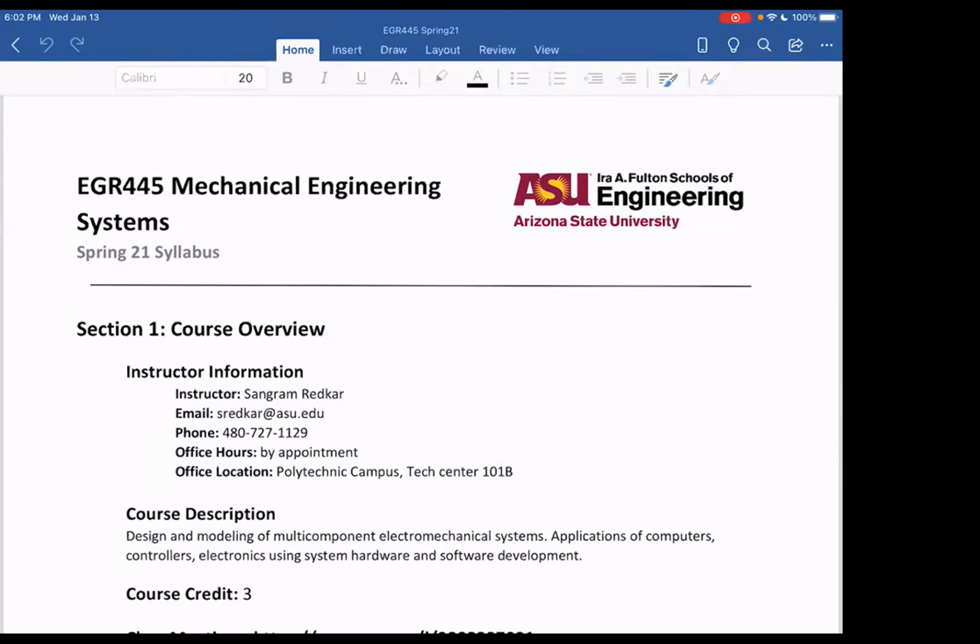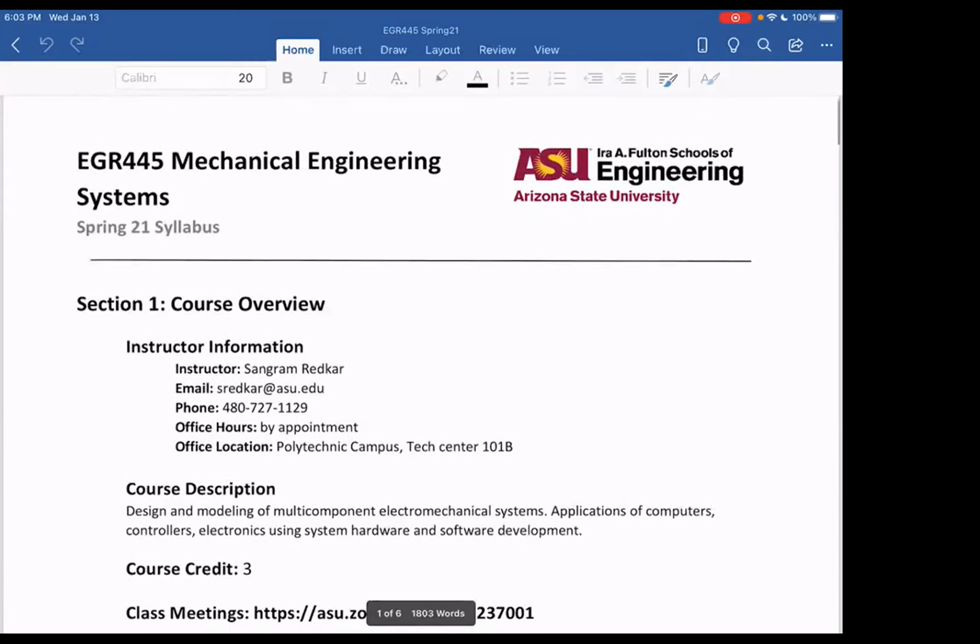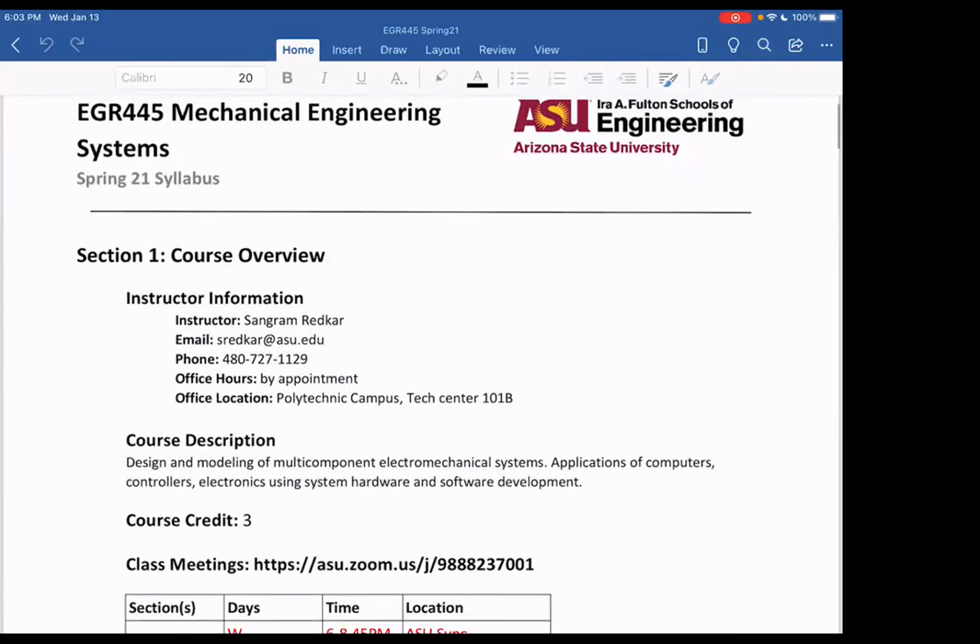The course description covers different electromechanical systems, electronics, hardware, and software development, and we will try to incorporate these concepts in an engineering subsystem. The subsystem that we will study is the internal combustion engine.